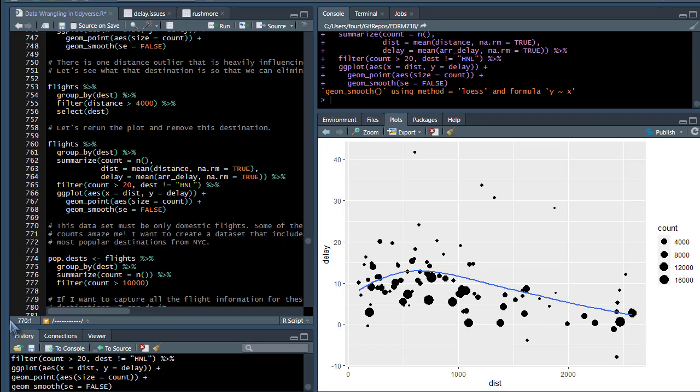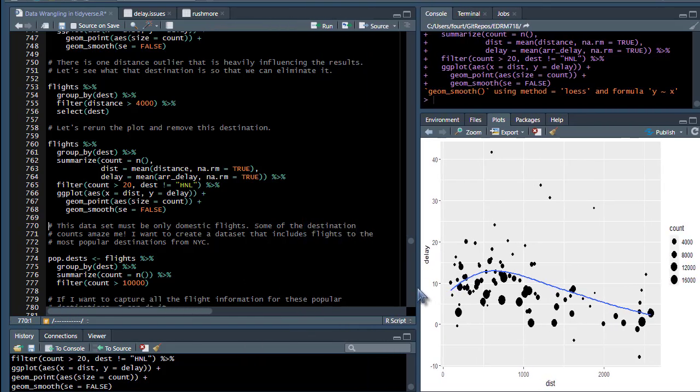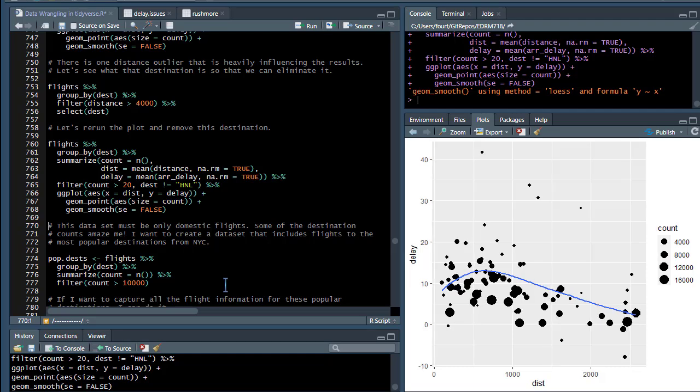That's actually probably a better picture for us. Honolulu is way far away compared to the others. So this gives us a better indication of what we've got here. Oh, and here I say, this data set must be only domestic flights. Some of the destination counts amaze me.